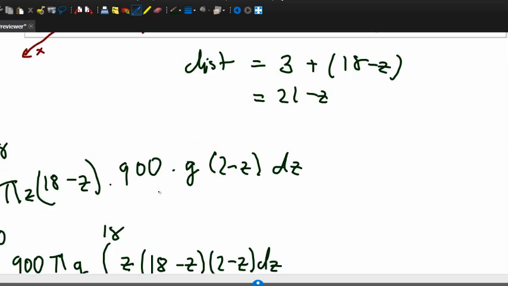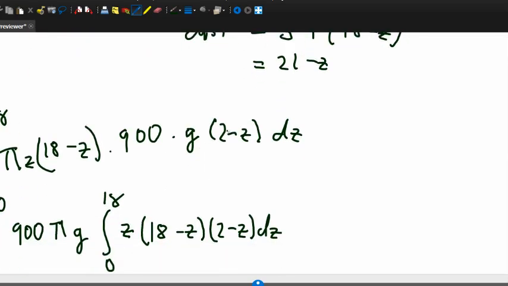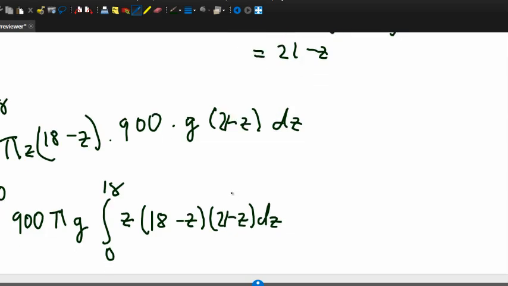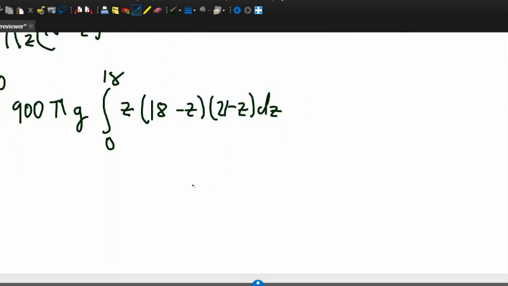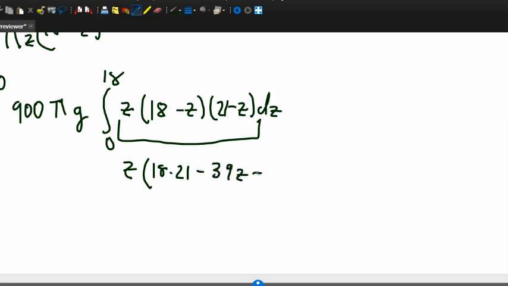Oh sorry, it's not 2, right? It is 21 minus z. Sorry. Okay, so I have to compute this integral. Now, how do you compute this integral? I would suggest you multiply this part, so you get 18 times 21 minus 21z minus 18z, which will give you 378 minus 39z plus z squared. Now distribute the z over, then integrate, and you will get the final answer.